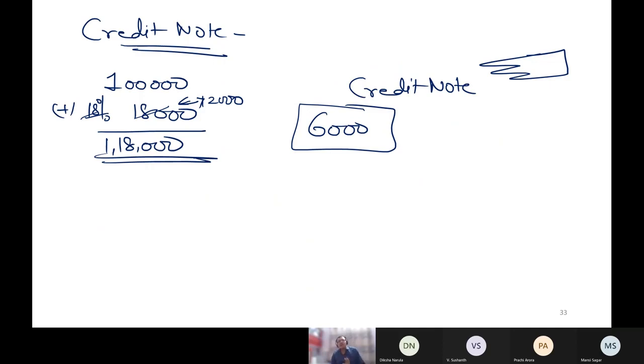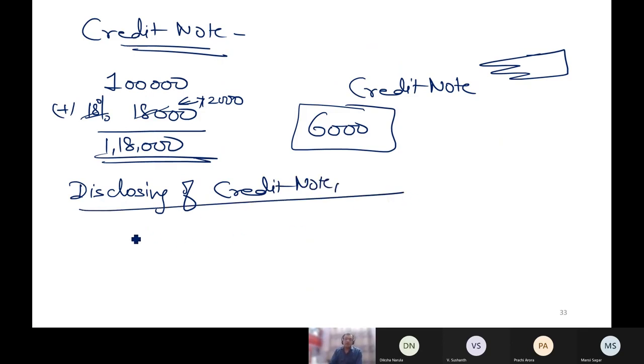So in case of a credit note, government is technically losing something. Had the earlier invoice been true, government would have received 18,000. Now government technically will get only 12,000. So 6,000 technically is a loss to the government. So government says then, when will you disclose this to us? Disclosing of credit note. Government says, in whichever month the credit note is issued. For example, it is issued in November 2020.